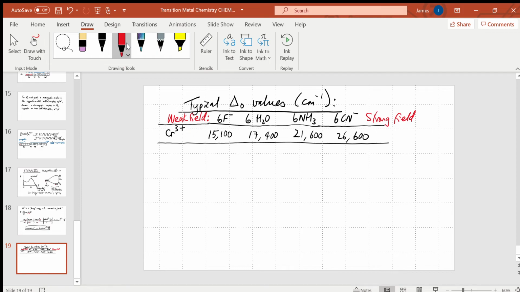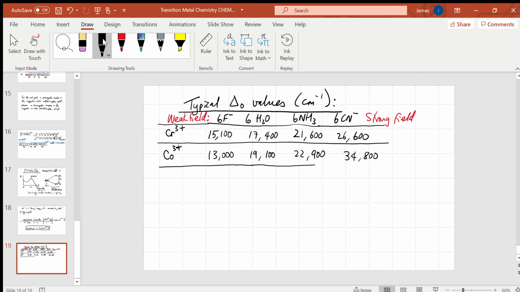So let's go back to our black pen. Let's have a look at cobalt. About 13,000, about 19,100, about 22,900, about 34,800, okay.